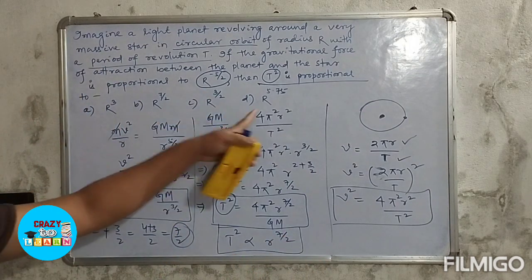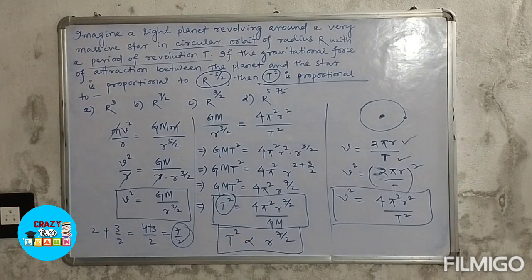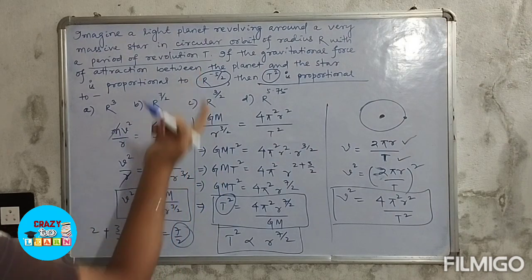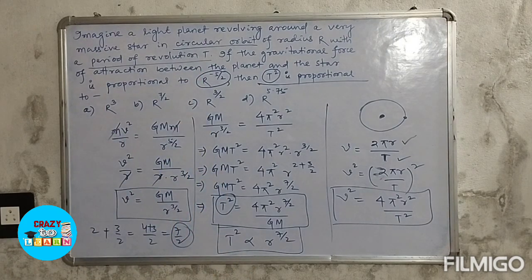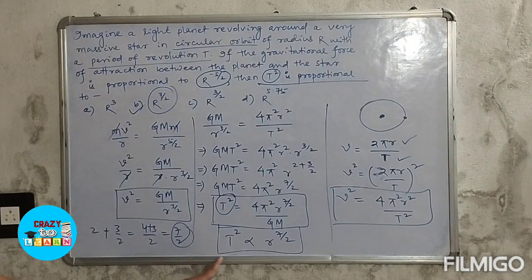In the place of capital R, I have taken small r. So I am getting the answer in small r, but actually it is capital R, as from the very beginning I took small r in the place of capital R. So which is the correct answer? Option B is the correct one. T square is proportional to r power 7 by 2.